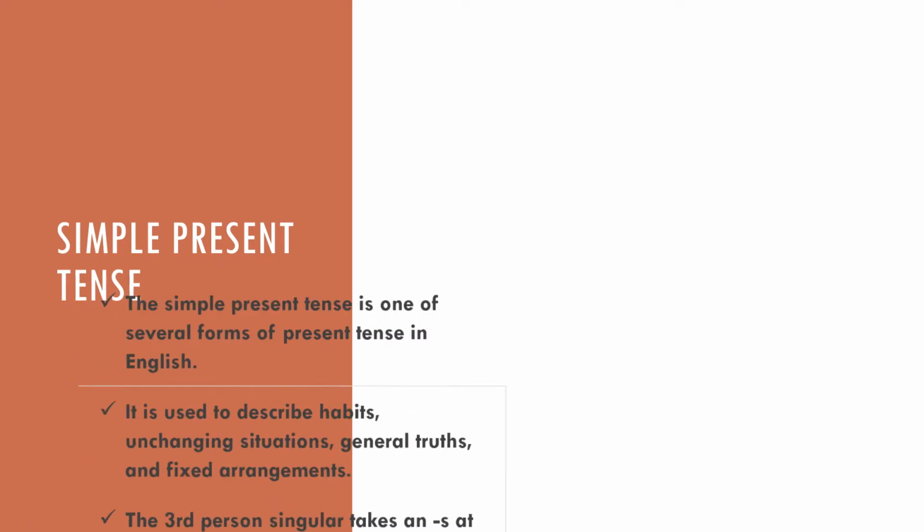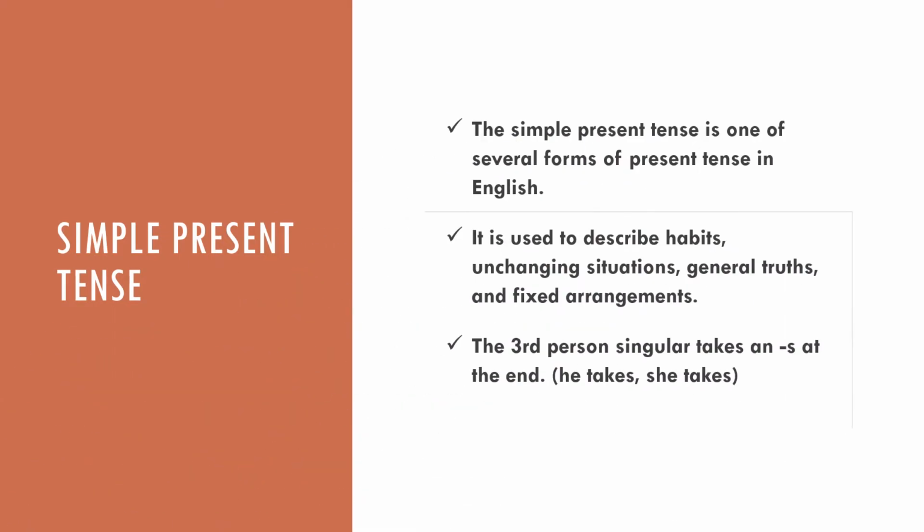The simple present tense is one of several forms of present tense in English. It is used to describe habits, unchanging situations, general truth, and fixed arrangements. The third person singular takes an S at the end. He takes, she takes.